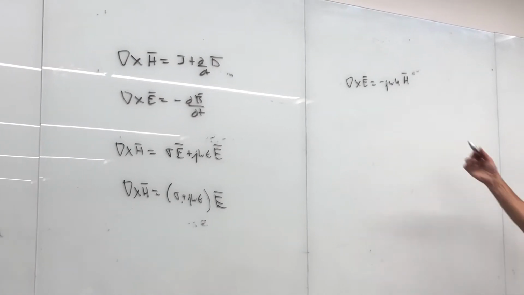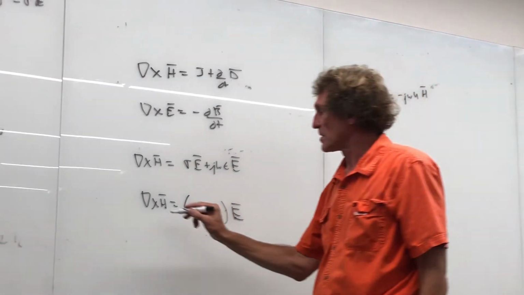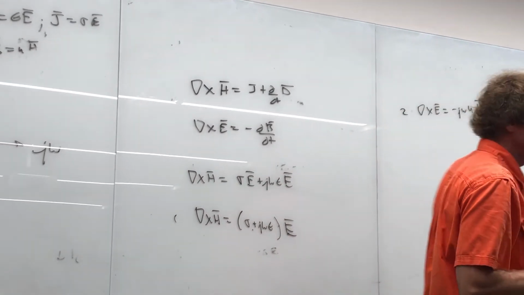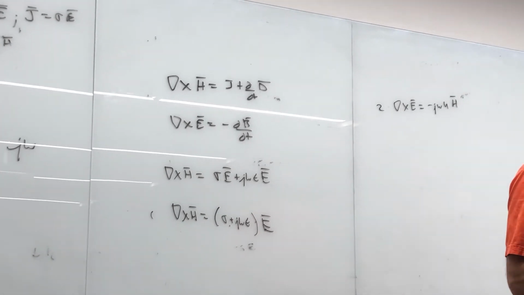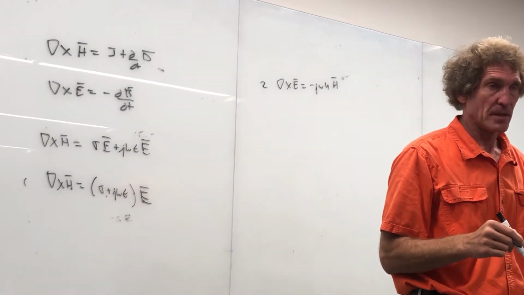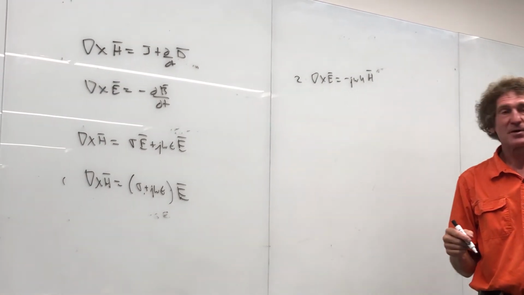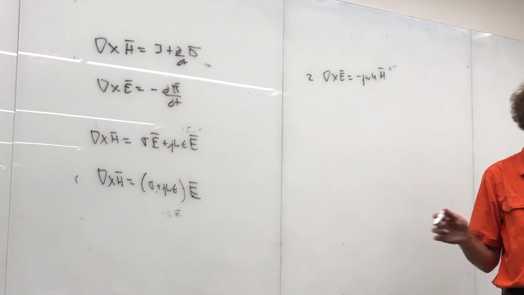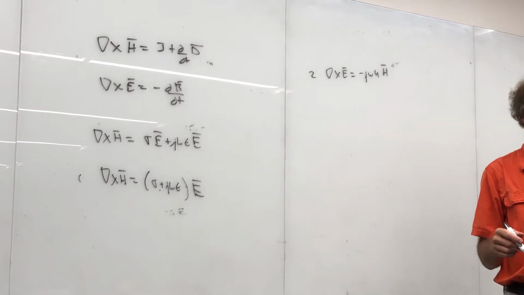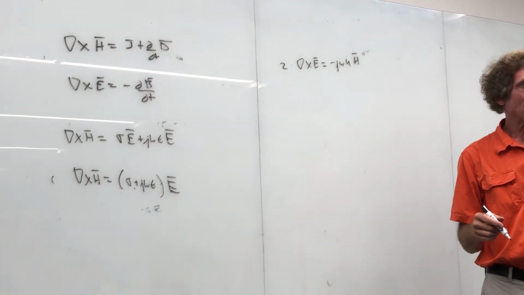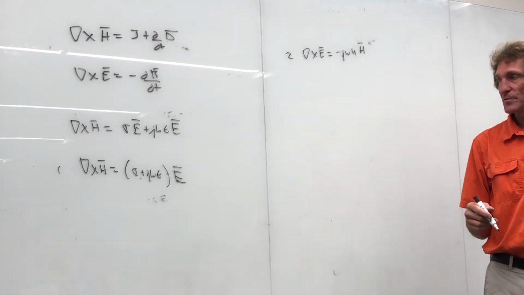Now I have two equations. Call this one, call this two. Two equations and two unknowns, E and H. I want one equation with one unknown. To get that, does anybody have an idea? Because I've done this before, back when we did transmission lines, but not with H and E, but with V and I. Do you remember? Anyone? There's one key thing.